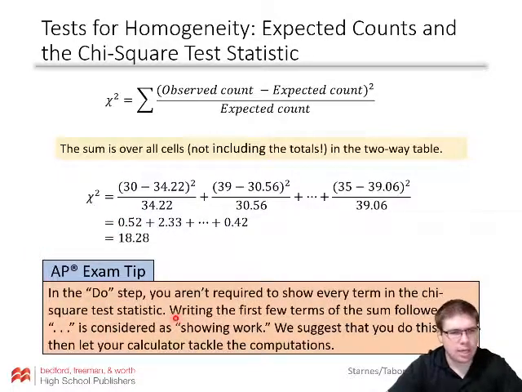In the do steps, you aren't required to show every term in the chi-square test statistic. Writing the first few terms of the sum followed by a ... is considered showing work. We suggest that you do this and let your calculator tackle the computations. That's fine. I think that's a good way of doing it. Technically, you can also get away with just not showing that, but that can be risky. But yeah, your chi-square definitely needs to be in there.